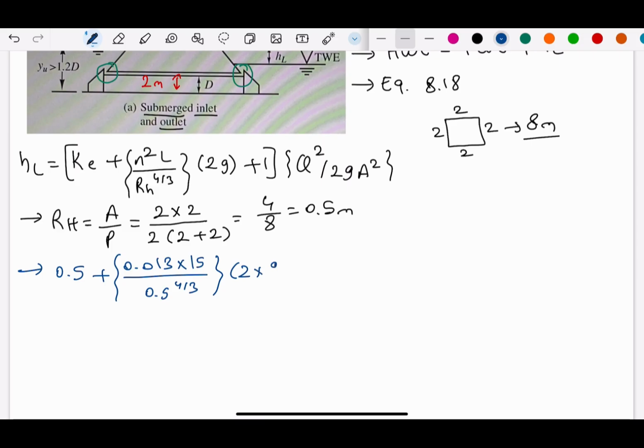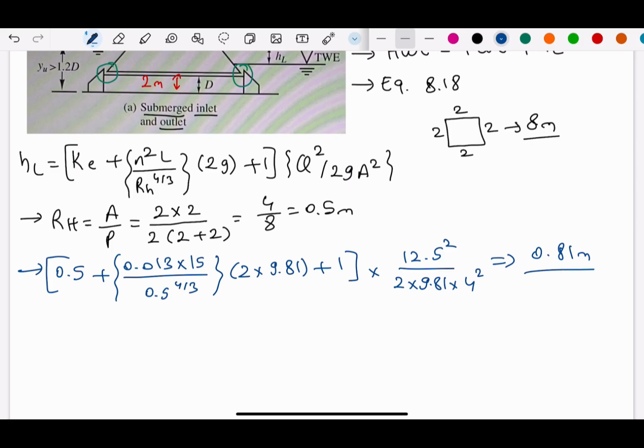Times 2 times 9.81 plus 1 times Q square, which is 12.5 over 2 times 9.81 times area, which is 4 and square. So this is giving 0.81 meter as the head loss.